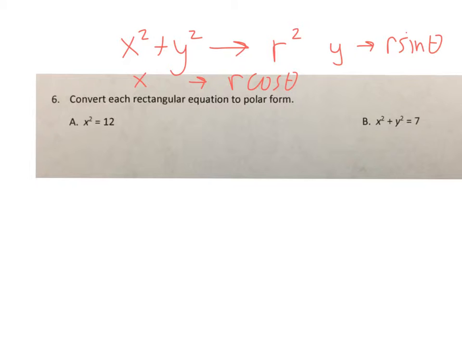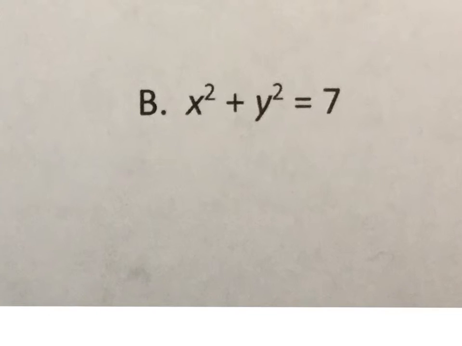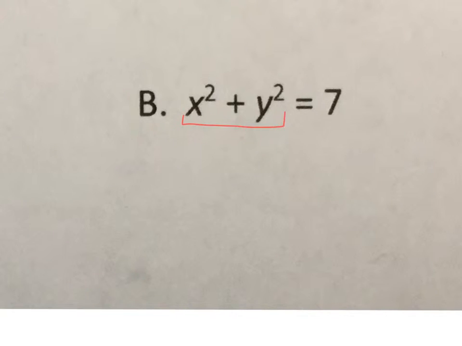So everywhere we see x's, we're going to write r cosines. Everywhere we see y's, we're going to write r sines. And if we see an x squared plus y squared, we're going to write r squared. So let's start with b. That one's really easy. X squared plus y squared, we know this is replaced with r squared, and it still equals 7.